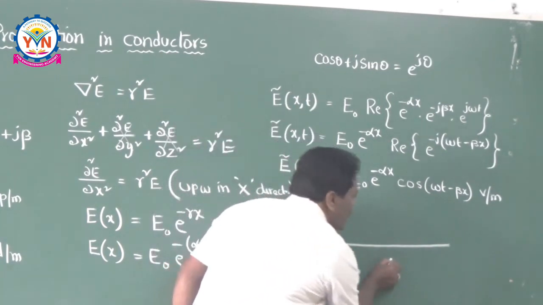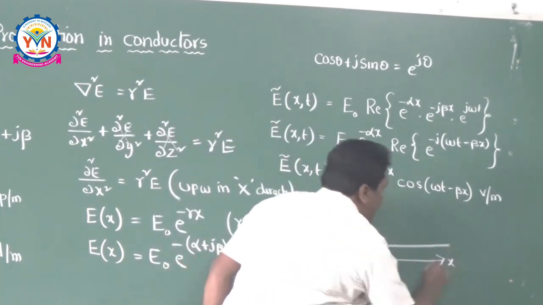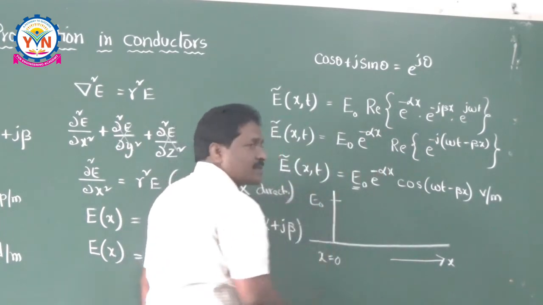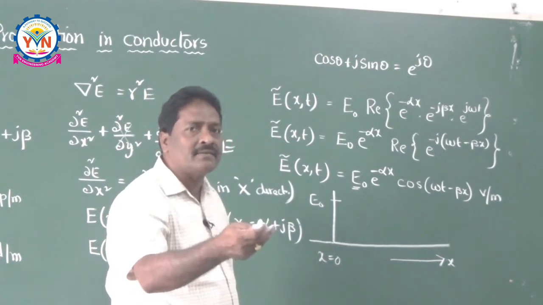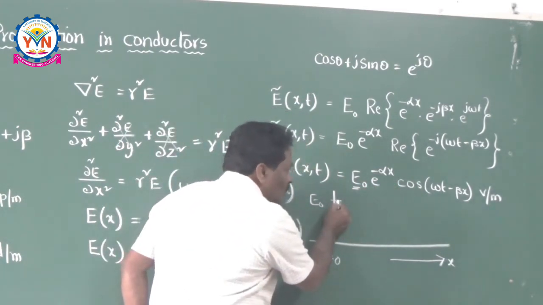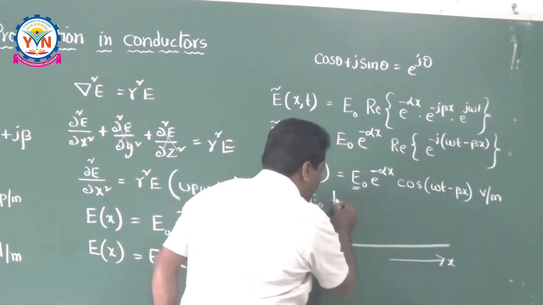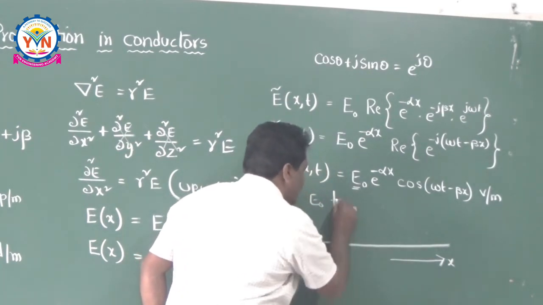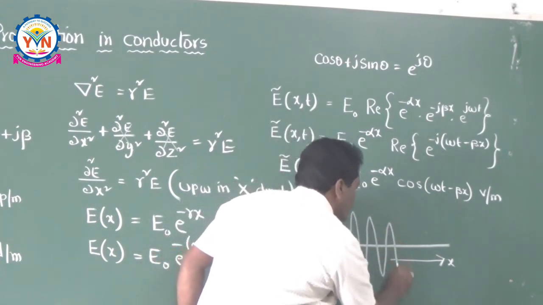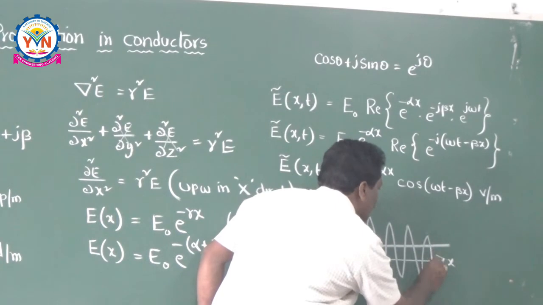And whenever the wave is traveling a distance x like this, it is multiplied by e to the power of minus alpha x. What is alpha here? Attenuation. That means it is having an attenuation here. Its amplitude goes on decreasing like this. If you take a sine wave like this, the wave slowly decreases in amplitude like this.